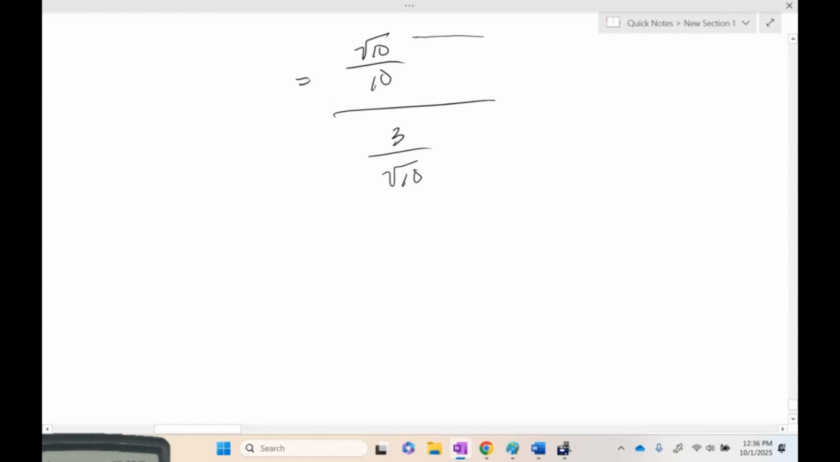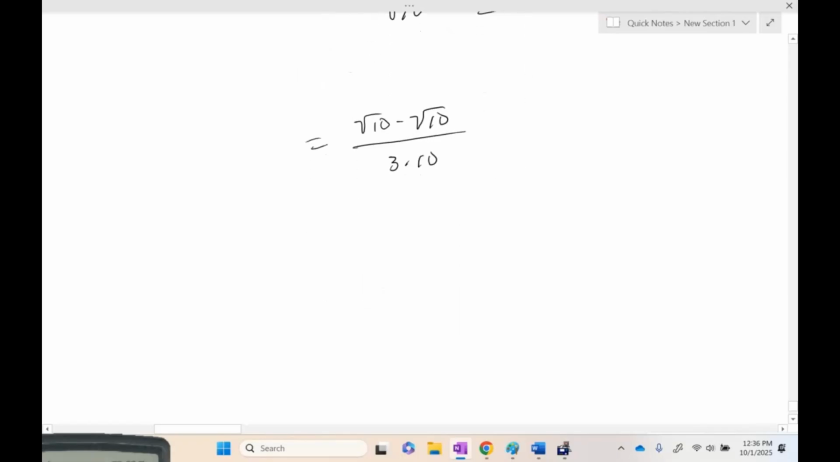And now I can multiply the very top. So the square root of 10 times the square root of 10, that's going to give us 10, right? I'm going to write that out. The square root of 10 times the square root of 10. I can multiply the bottom of the top and the top of the bottom. That's 3 times 10. So I get 10 over 30, which is 1/3.